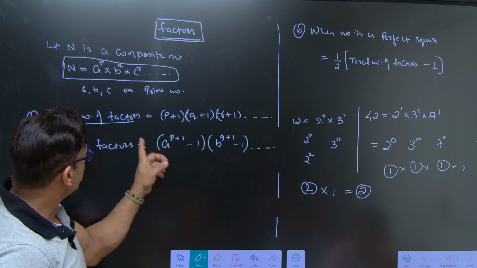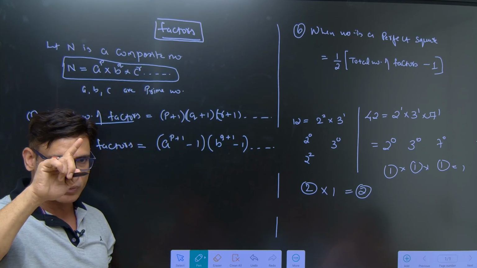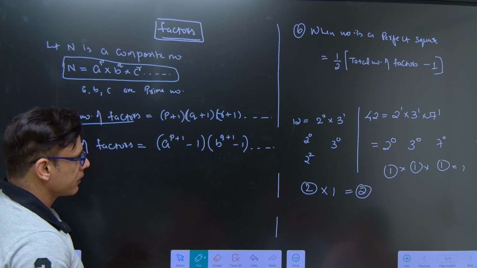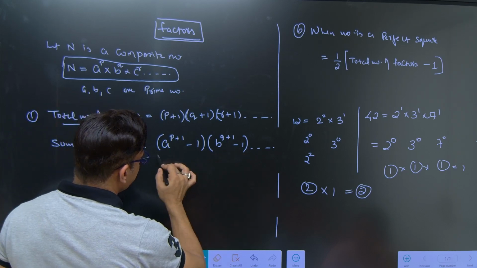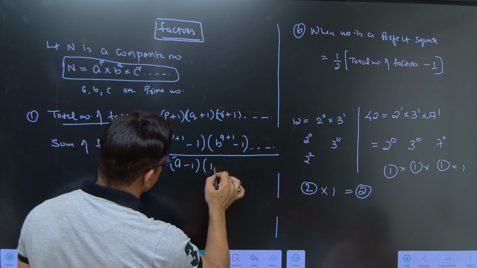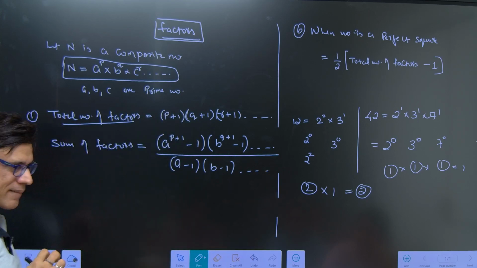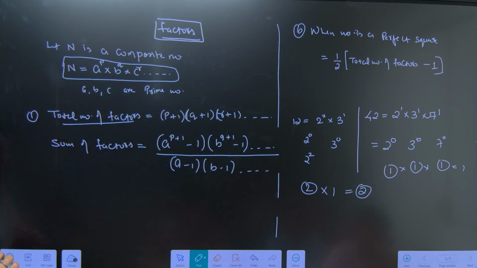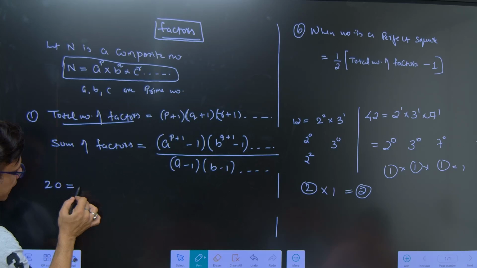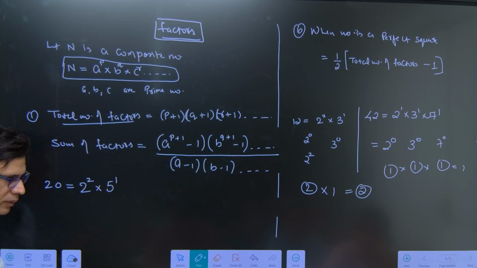Suppose this is 2 square. You have to write 2 raised to the power 2, so add 1 to the power: 2 cube minus 1, and so on, divided by a minus 1 into b minus 1 and so on. Right? Now, suppose 20. What is the prime factorization of 20? 2 square into 5 raised to the power 1.